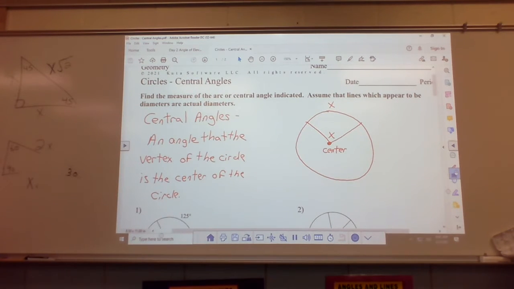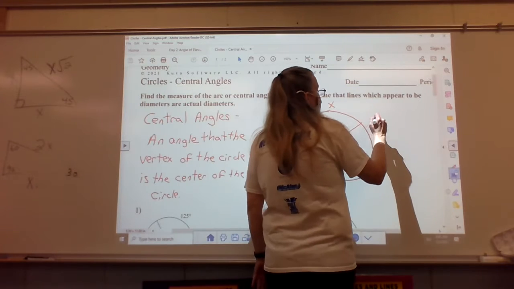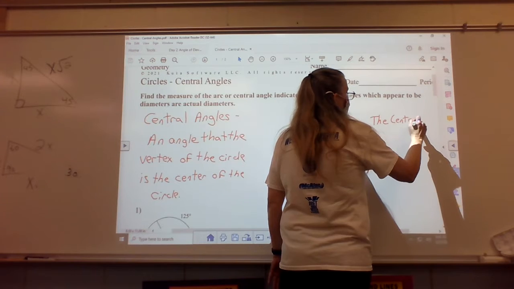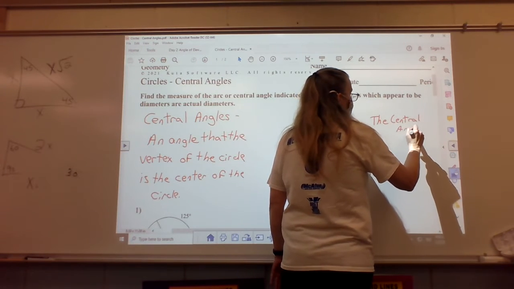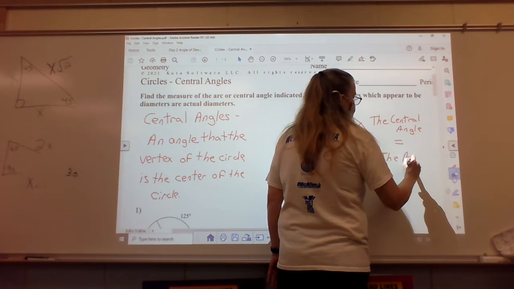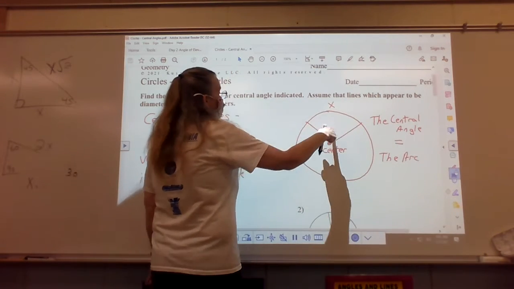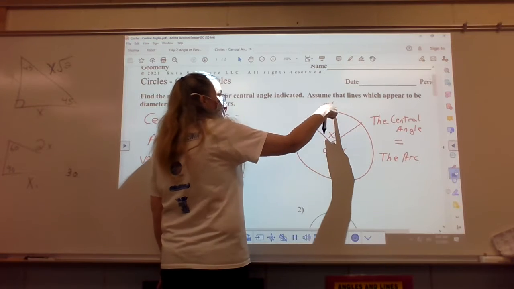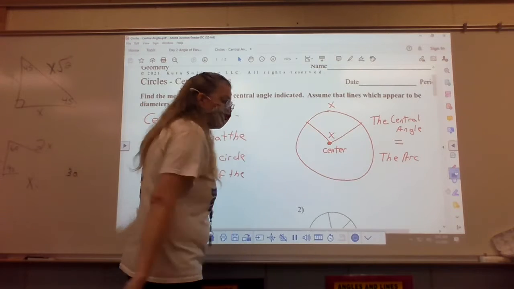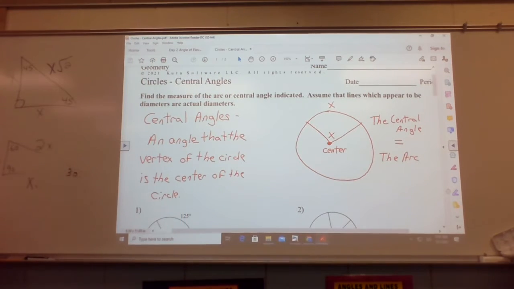And that's why I said this is about as easy as it gets. Because if the angle comes from the center, the central angle equals the arc. So whatever this is, it's the same measurement. If this is 50, this is 50. If this is 20, this is 20. If this is 2, this is 2. So that's why this is about as easy as it gets.